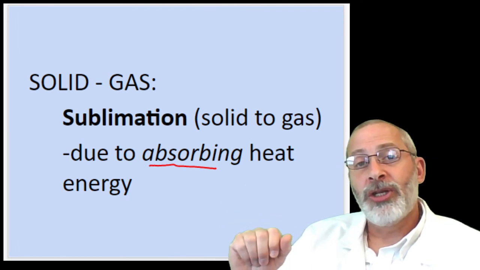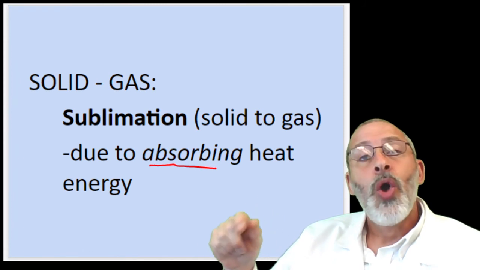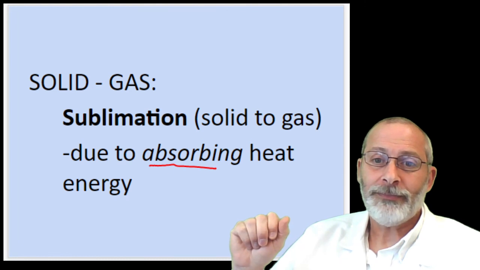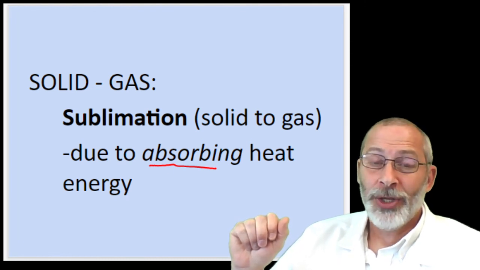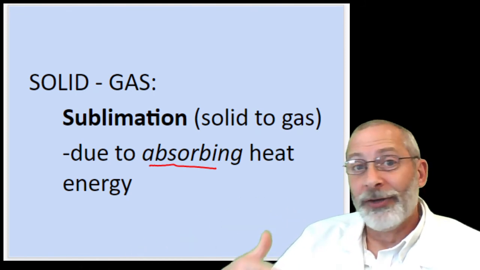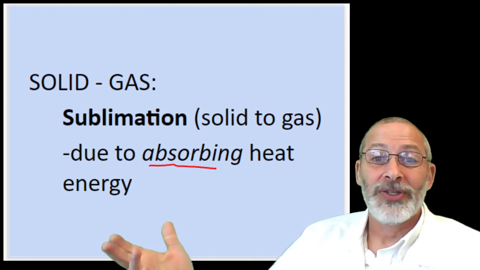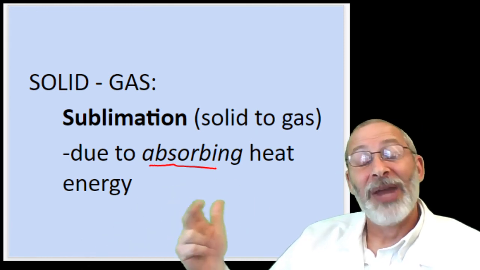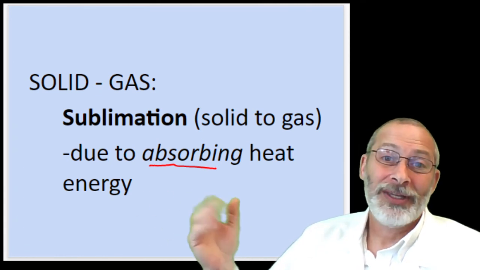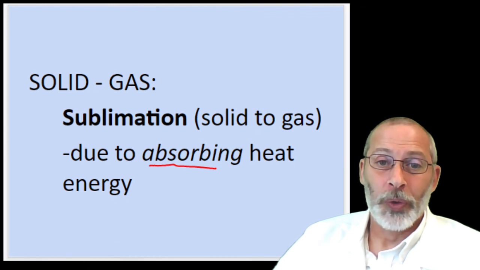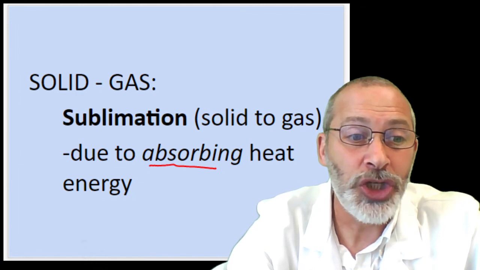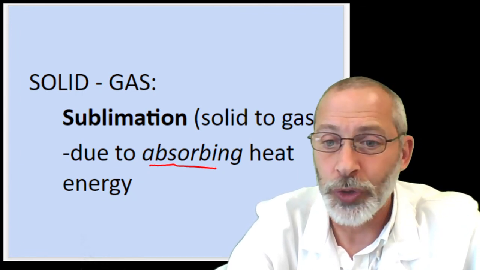So if sublimation involves absorbing heat energy, what happens to the surrounding area? It's going to get colder, which is why dry ice is oftentimes used in packaging of fresh foods and meat, because it doesn't melt, it sublimates. And when it sublimates, it's making the surrounding area colder, keeping your food fresh and cold. So those are the various phase changes that we are going to be discussing.